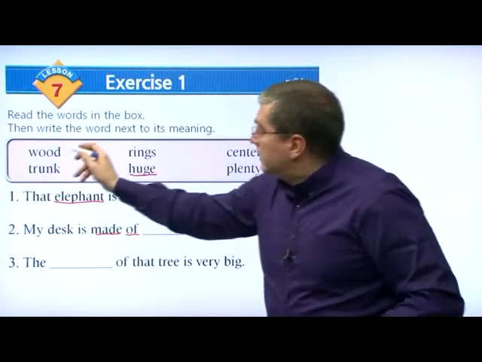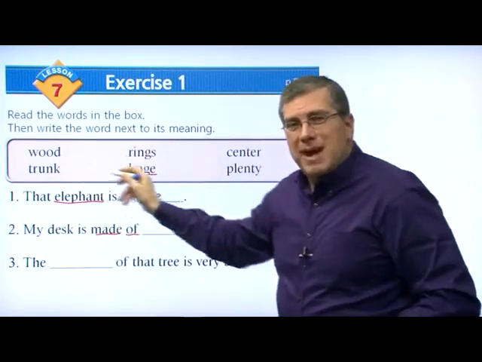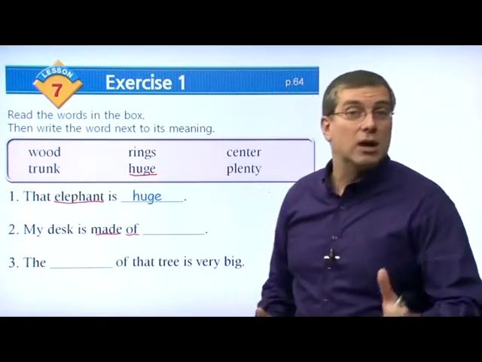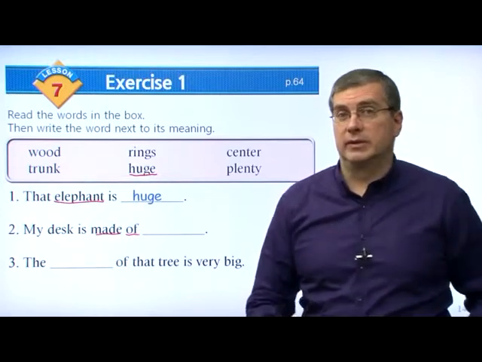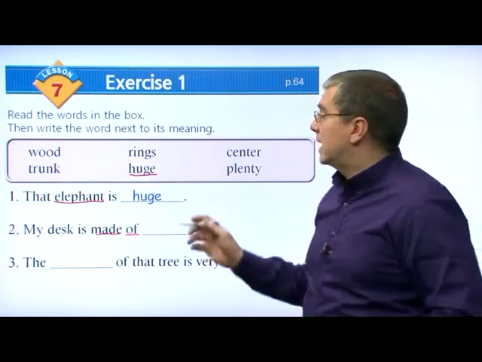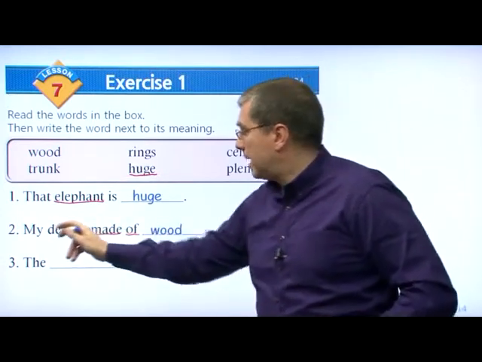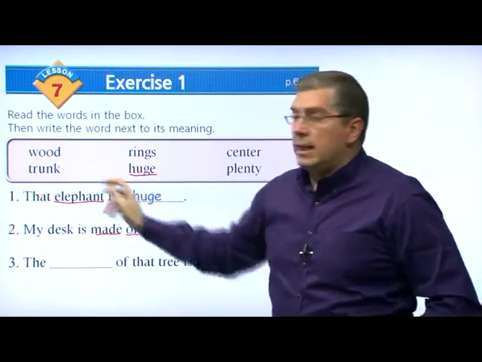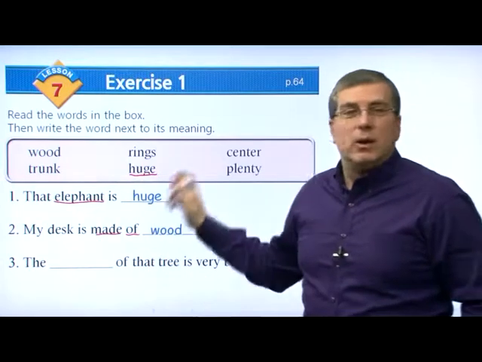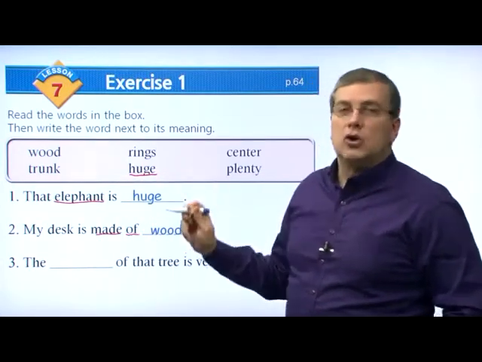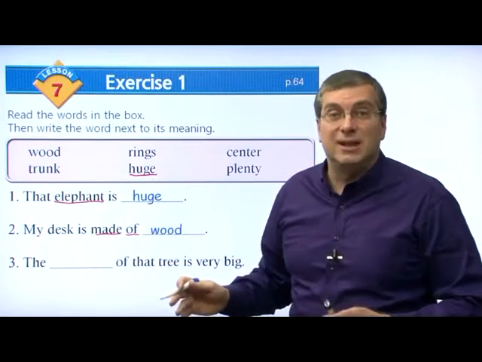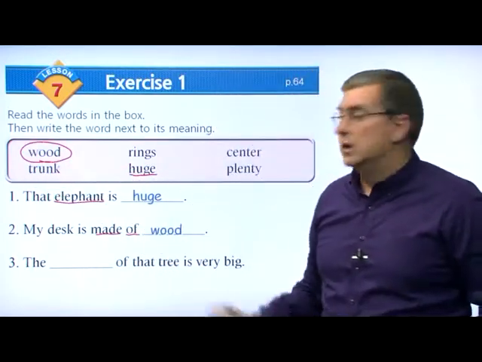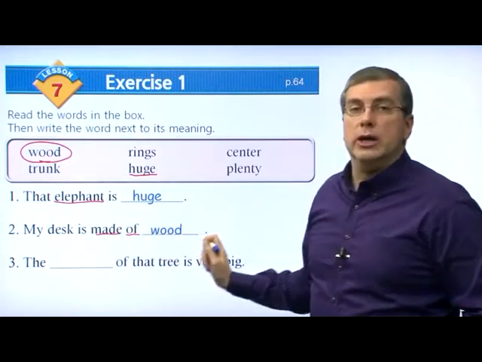Number 2, my desk is made of. What is something here that we use to make things? I gave you this example, right? I said we make desks, we make chairs, we can make toys out of it, right? What is the material? We say it is wood. My desk is made of wood. That's the only material here that we can use to make things. We don't have stone, we don't have concrete, we don't have other types of materials. The only material we have is wood.